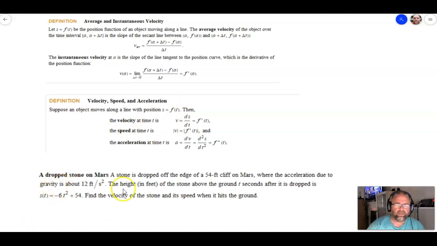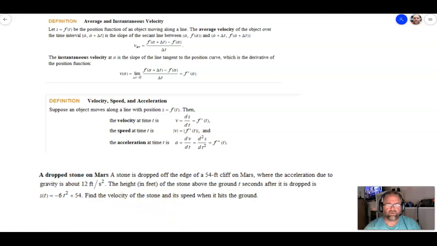This is exercise 22 from the book for section 3.6, and it says: a dropped stone on Mars. A stone is dropped off the edge of a 54-foot cliff on Mars, where the acceleration due to gravity is about 12 feet per second squared. The height in feet of the stone above the ground, t seconds after it is dropped, is given by this function here. Find the velocity of the stone and its speed when it hits the ground.